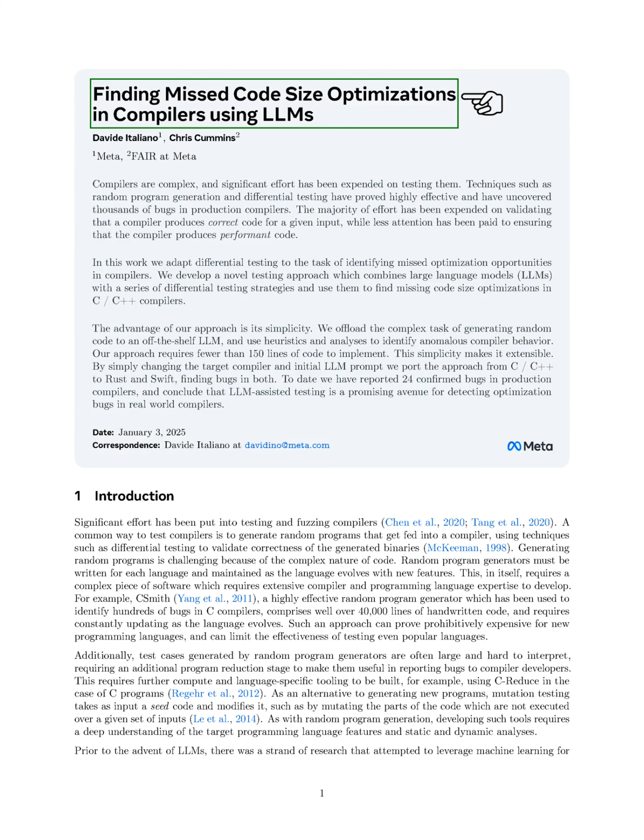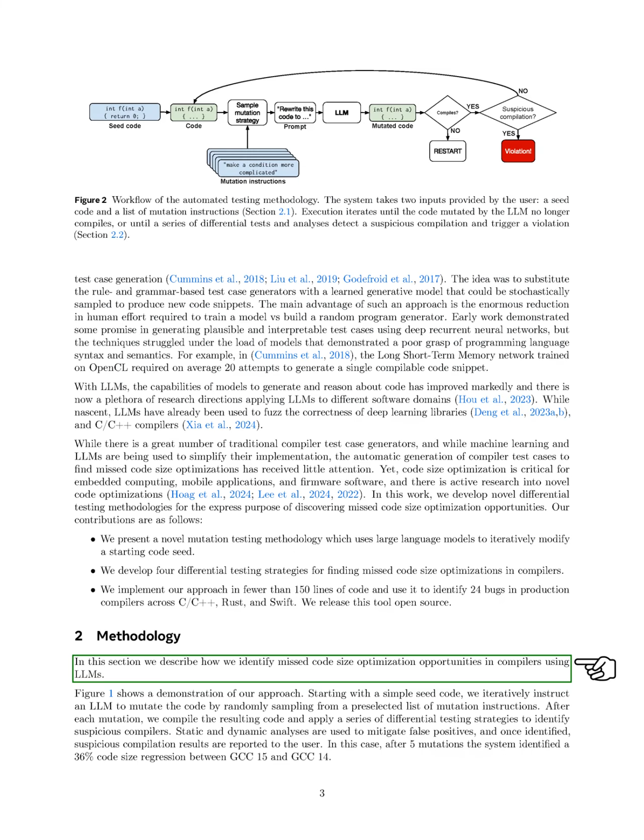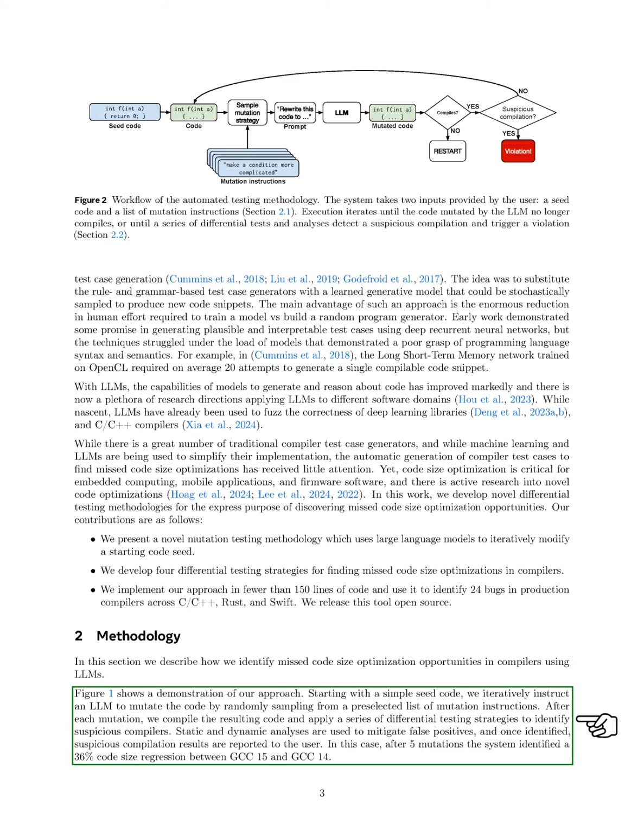Section: Introduction. In this section, we focus on how we identify missed code size optimization opportunities in compilers using large language models, LLMs. We begin with a simple piece of code and iteratively instruct the LLM to modify it by randomly selecting from a list of mutation instructions. After each change, we compile the modified code and apply various differential testing strategies to spot any suspicious compiler behavior.